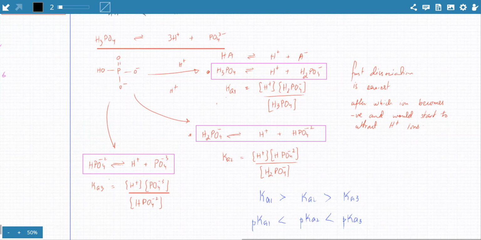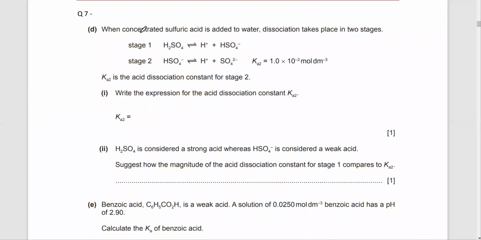So we just finished this question. We were talking about this thing that if you have a triprotic acid, it's going to dissociate, and there would be 3 different Ka values. So if you go back to the question, this should be Ka1. This is the first dissociation. Anyways, they're asking for the expression for the second dissociation, so it's going to be H plus 1 concentration.